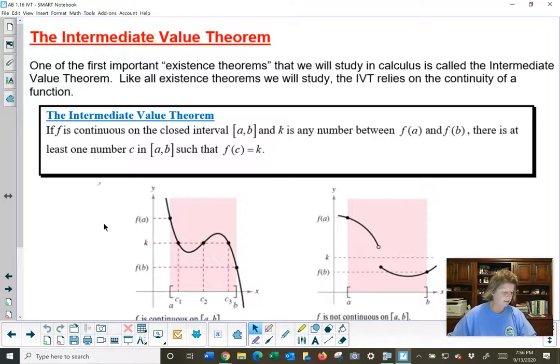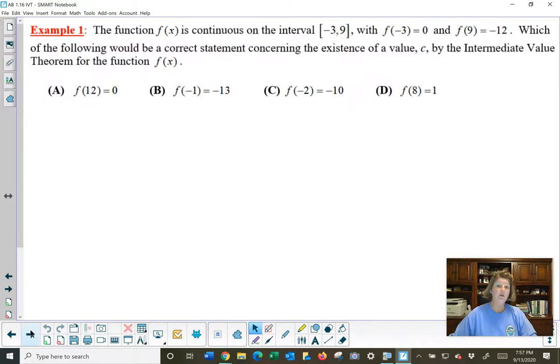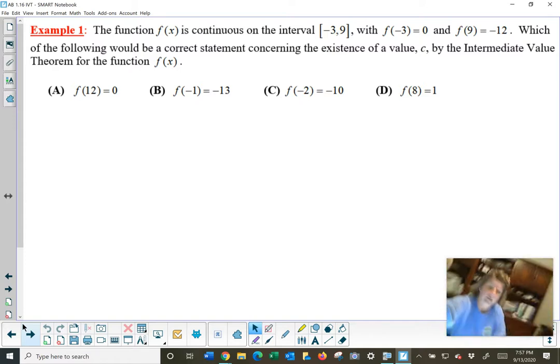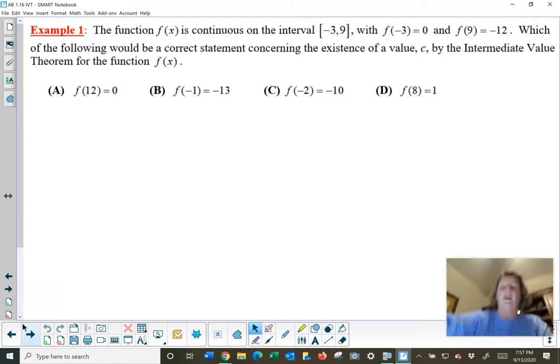All right, hey, we talked about the intermediate value theorem in the first video. So now let's put it into context. Let me move this camera. I just realized I just moved that. So let's put it into some context here.